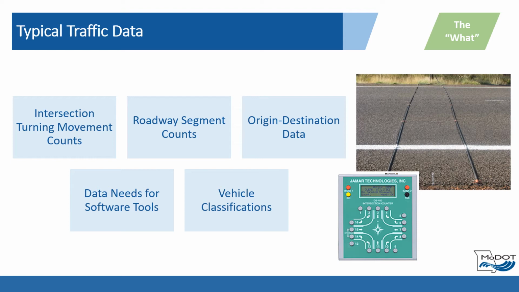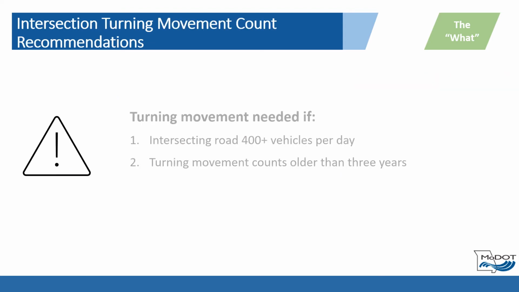Other data may be needed for traffic and safety analysis, but the count data presented in this video has specific MoDOT requirements. Other data collected should follow standard industry practices. Turning movement counts are typically needed if the intersecting road carries at least 400 vehicles per day, or the intersection has turning movement count data older than 3 years. Also, ensure that the recently collected count includes all appropriate data needed for the project.